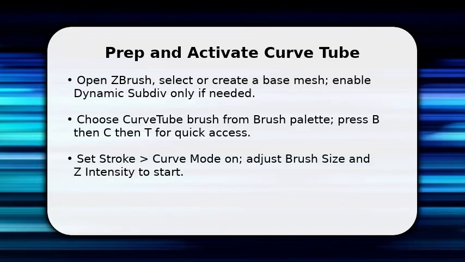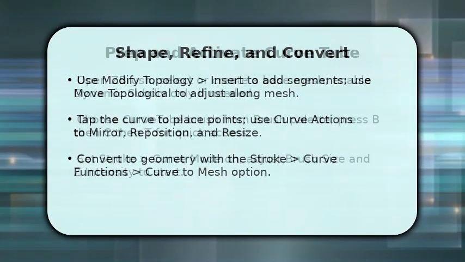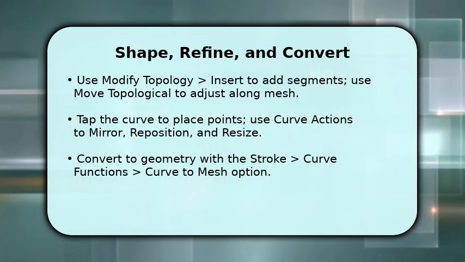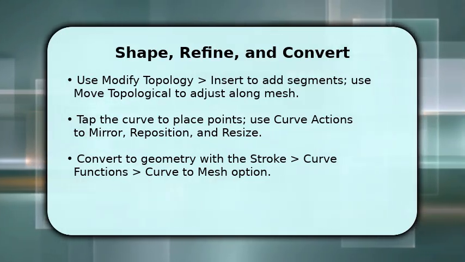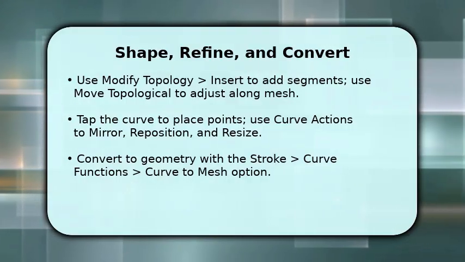Make sure the brush preview shows the tube cross-section, then click and drag to draw the initial curve onto your mesh. After drawing, refine the curve by tapping to add or move control points and using curve actions to mirror or reposition the whole stroke. Use Move or Gizmo with topological masking to nudge the tube along the mesh surface. This keeps the tube integrated visually.